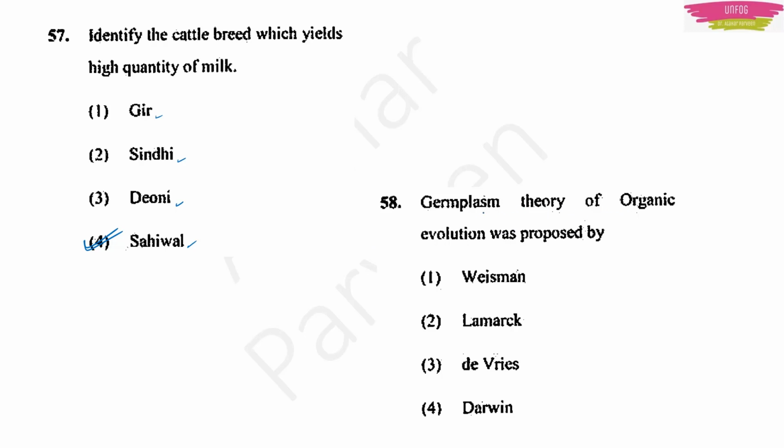The next question, germplasm theory of organic evolution was proposed by. So option 1 is given as Weismann, option 2 Lamarck, option 3 De Vries, and option 4 Darwin. So it was actually the scientist Weismann who gave the germplasm theory of organic evolution.